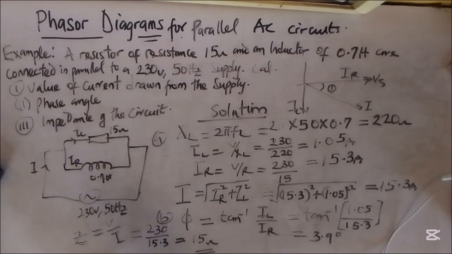We saw how we're able to get all our values straightforward. From this, we get our current values, get the overall current, get the angle, and can get the impedance from here.